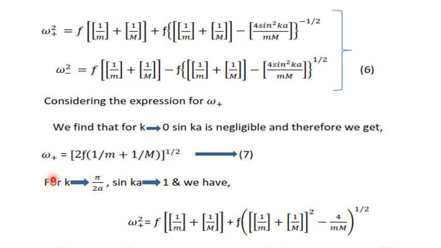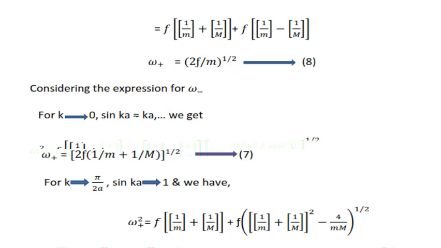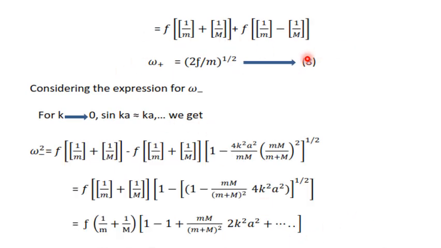The solution will be omega plus equal to 2f (1 by small m plus 1 by capital M) whole power half. When k becomes pi by 2a, sin Ka becomes 1. When it becomes 1, you substitute here for 1. Therefore, the solution is this. Okay, alright. Now when you solve this equation, you will get omega plus equal to 2f by m whole power half.